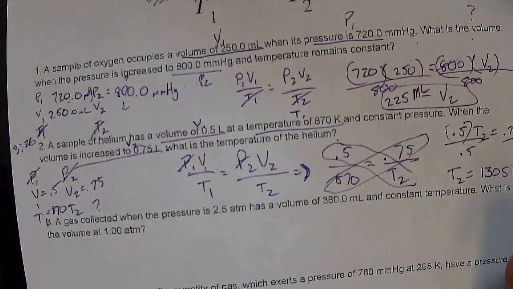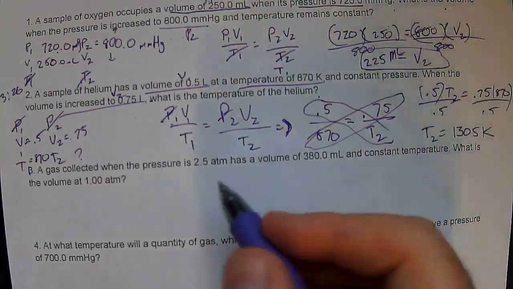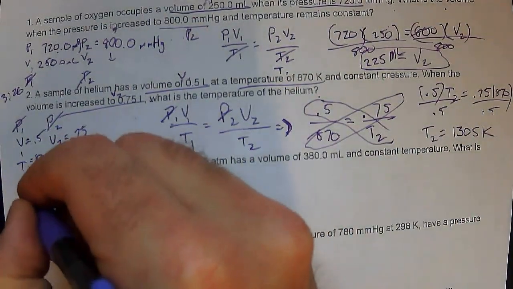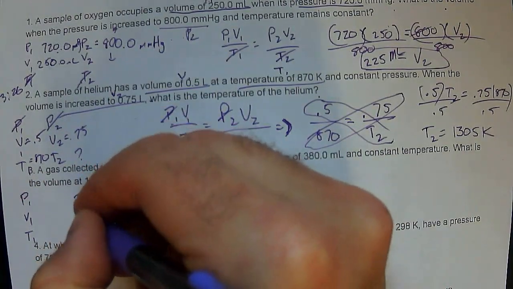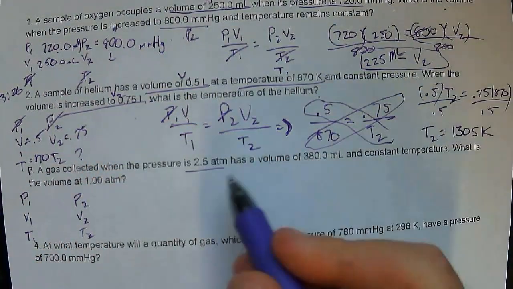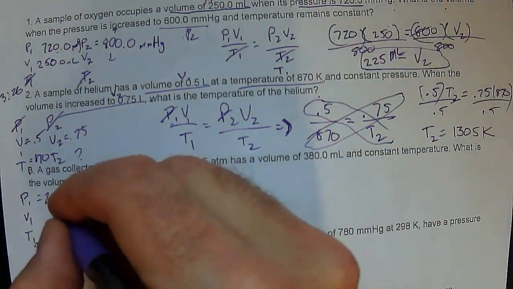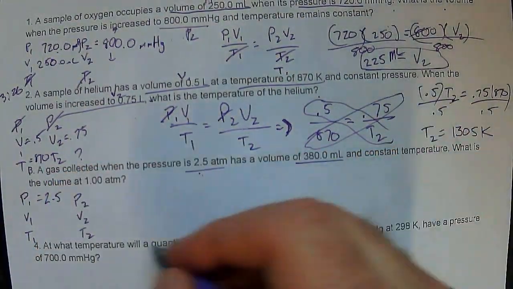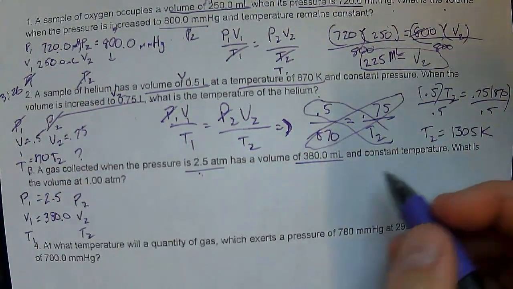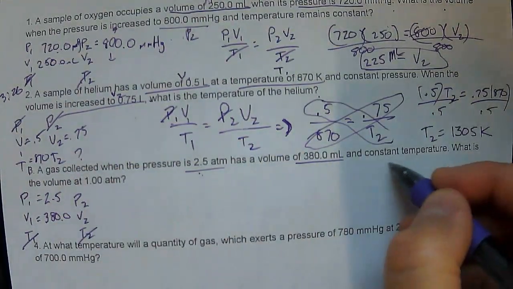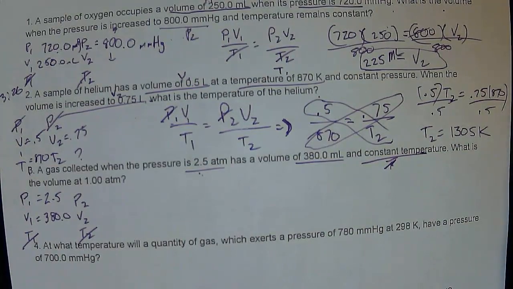Okay, so question 3, we're going to set all of these up the same way. We do P1, V1, T1, and then P2, V2, T2. P1 is 2.5, and volume is 380 at a constant temperature. That phrase, constant temperature, means that we can get rid of temperature in our setup.